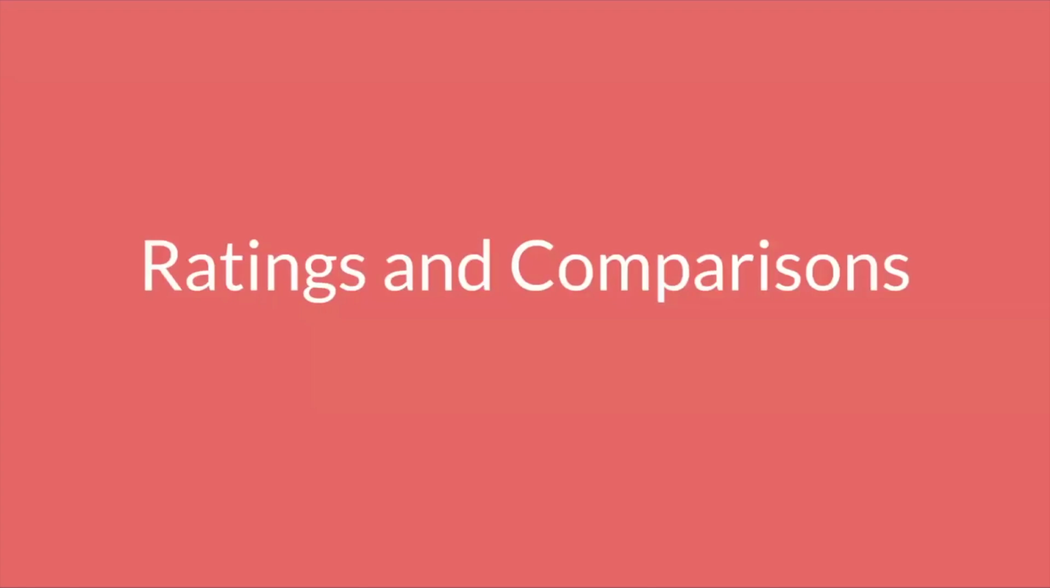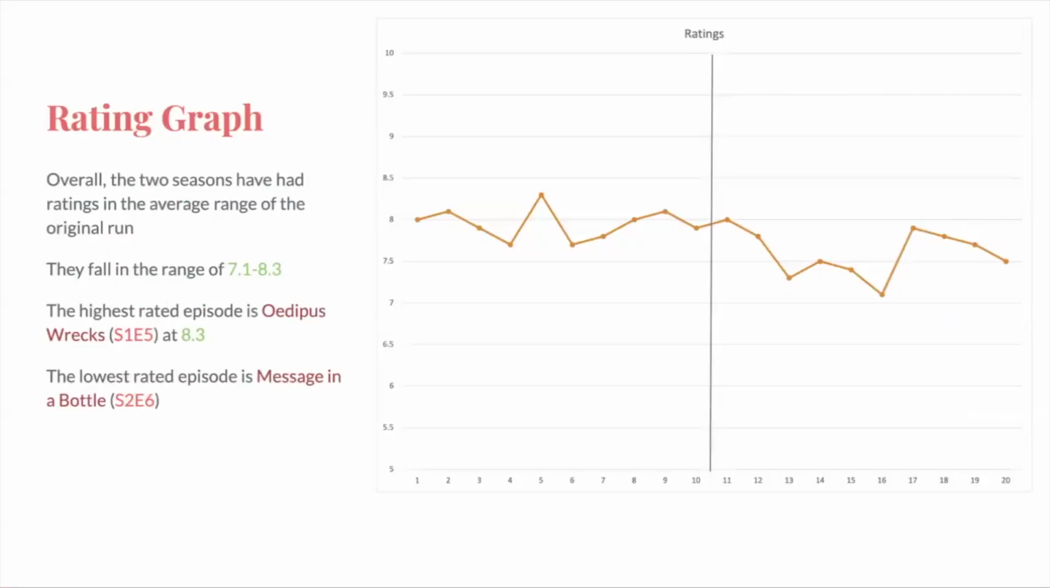So these are ratings and comparisons. This is just a rating graph of the 2 current seasons we have. The ratings all fall in the range of 7.1 to 8.3. The highest rated episode is Oedipus Rex, and the lowest rated episode is Message in a Bottle, which is the episode that Elias does not appear in and has no crimes at all. So it is understandable why that one is so low down here. But overall, the ratings are actually pretty consistent and fall within a pretty average range of the first 15 seasons.